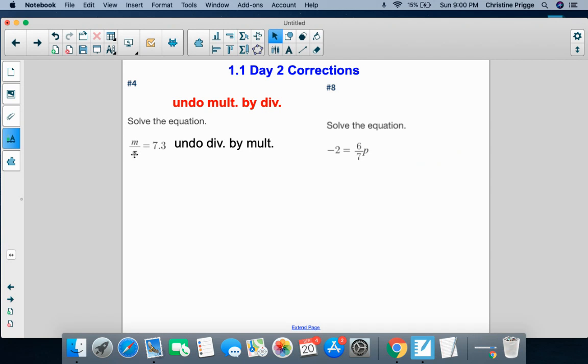To undo division by multiply, I need to multiply both sides of the equation by the denominator. The denominator here is pi. So what does that look like? Pi over 1 times m over pi. There's my m over pi. And notice I multiply the other side by pi as well.